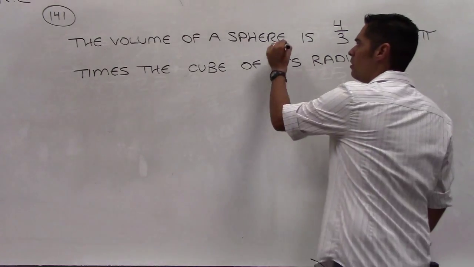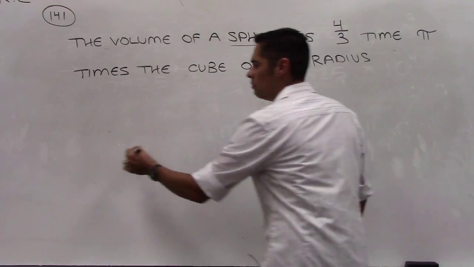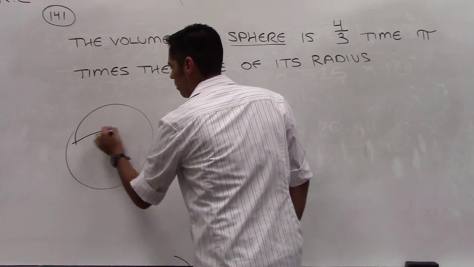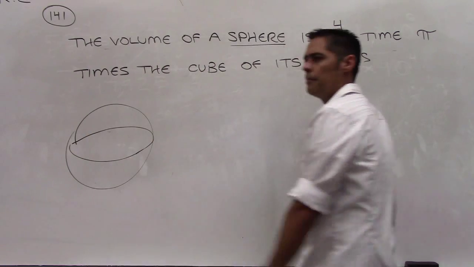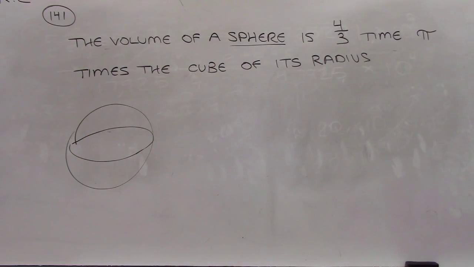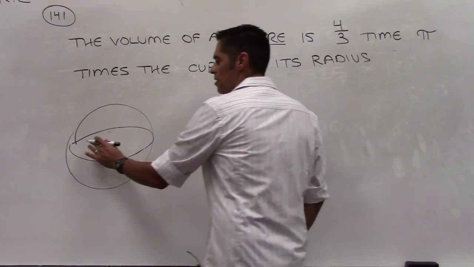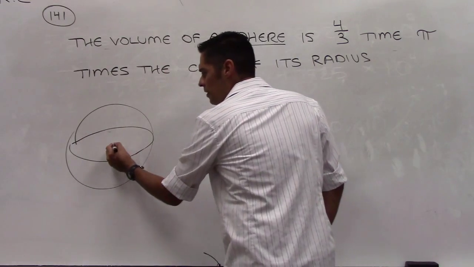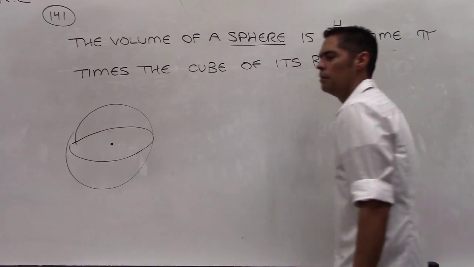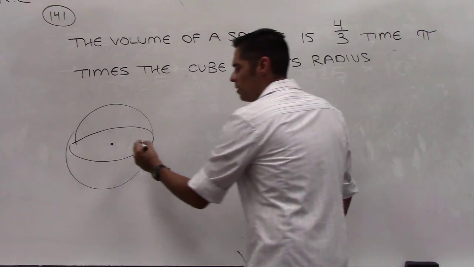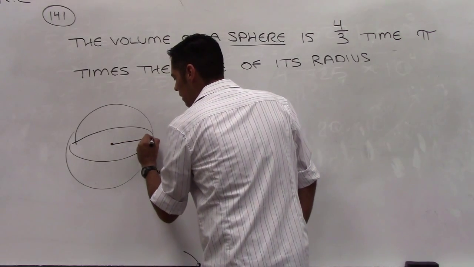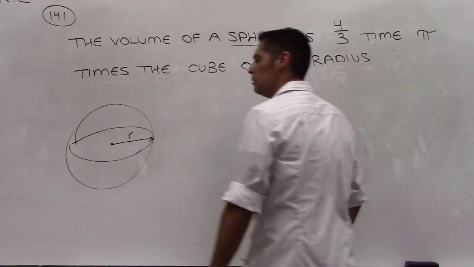So do we all know what a sphere looks like? It's three-dimensional. Something like that. There's a sphere. It's not a very good sphere. No, it looks great. You like that? I should probably smash this down a little bit more, but that's okay. You have a center of the sphere, and you have a radius, which would come from the center out to the edge, right? Like this. Call that R.